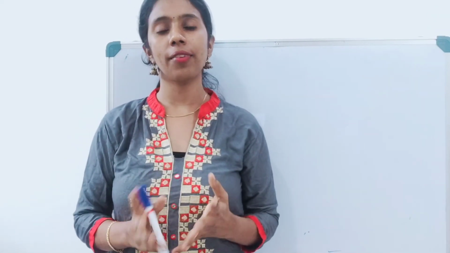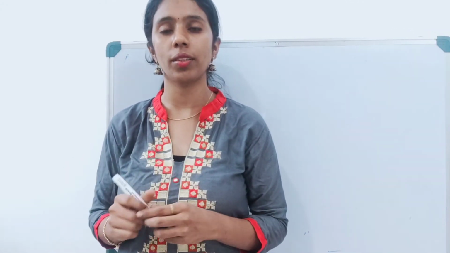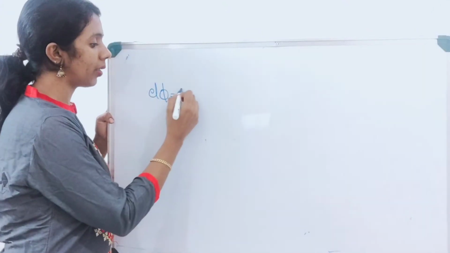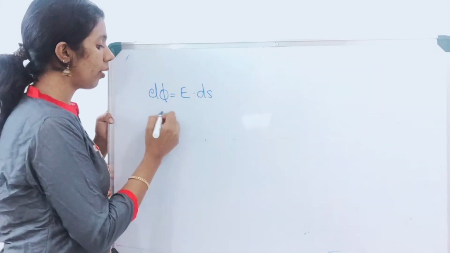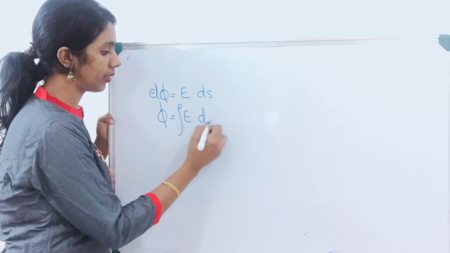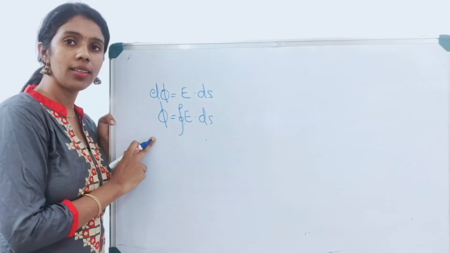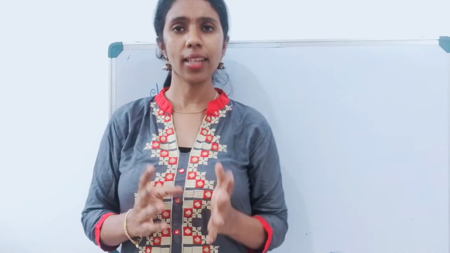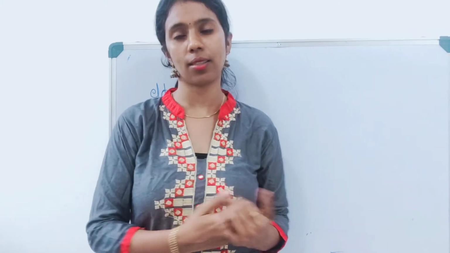So here is the solution for the first part. The first part is to define electric flux. Electric flux is the dot product of the electric field and the area vector over that surface. We can write d phi is equal to E dot dS, or electric flux phi is equal to the integral of E dot dS. So this is the equation for electric flux. It is a scalar quantity. The second question is to obtain the expression for electric flux through the given square.